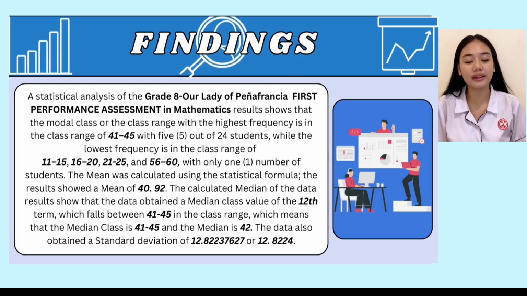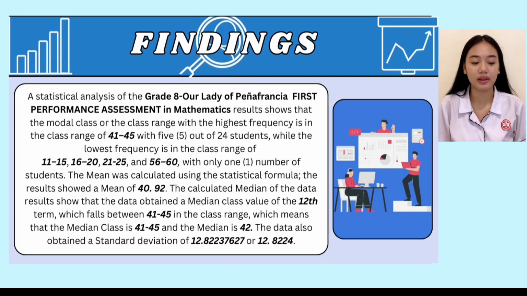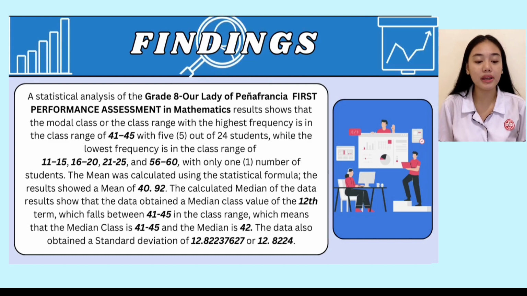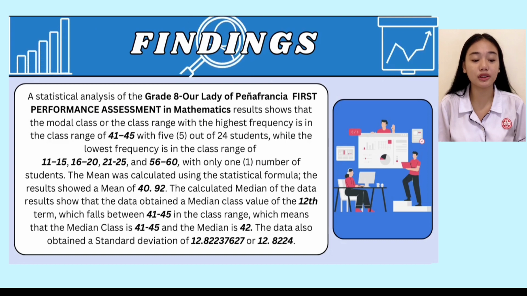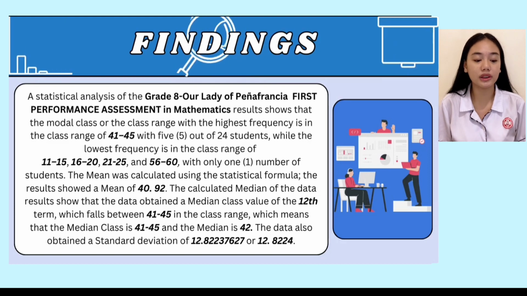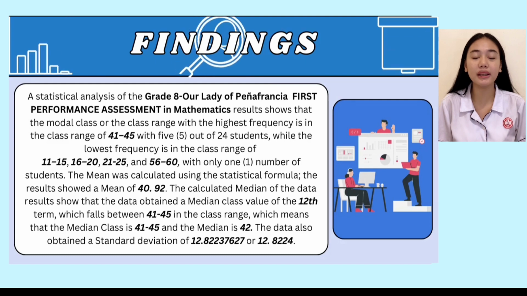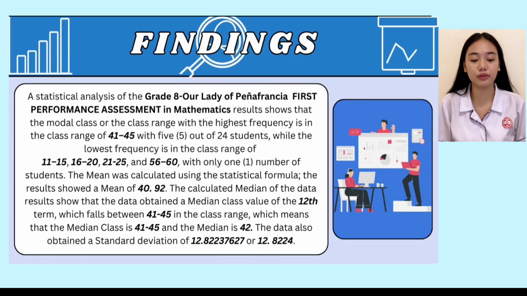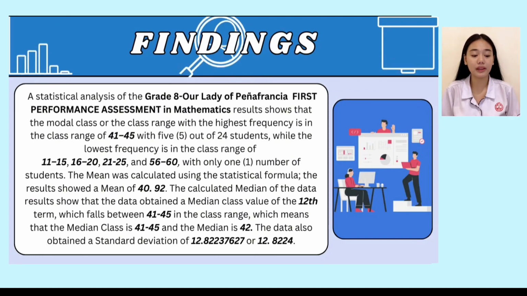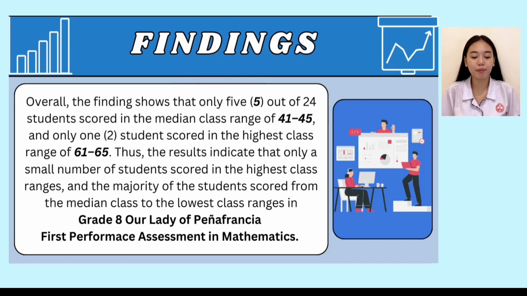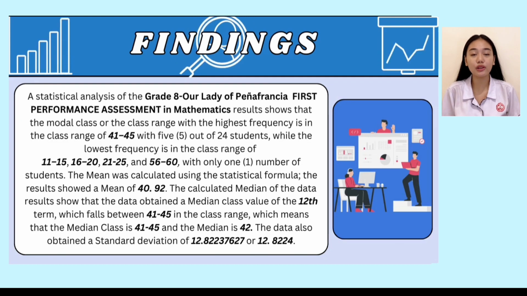The mean was calculated using the statistical formula. The results showed a mean of 40.92. The calculated median of the data shows that the data obtained a median class value of the 12th term, which falls between 41 to 45 in the class range, which means that the median class is 41 to 45, and the median is 42. The data also obtained a standard deviation of 12.82237627, or 12.8224.